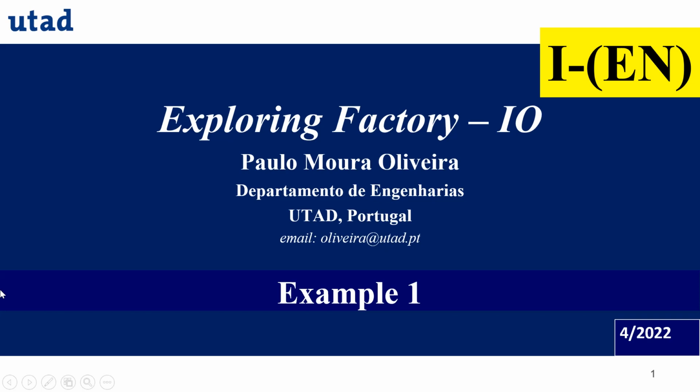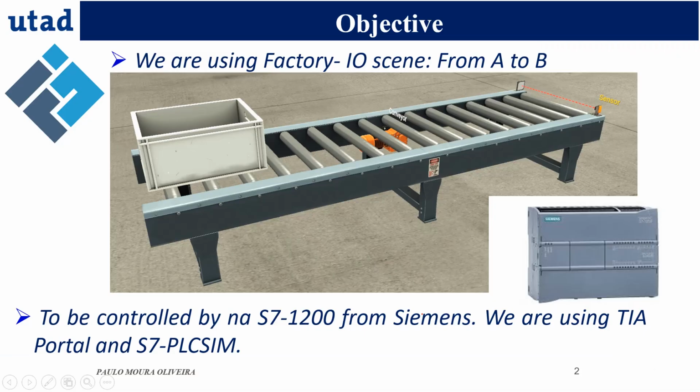This is the Exploring Factory I/O video 1, example 1, and we are going to use the Factory I/O scene from A to B, which basically has a box entering this conveyor in this position. We have the conveyor motor here that we are going to actuate, and you have a sensor here which is on by default, activated.